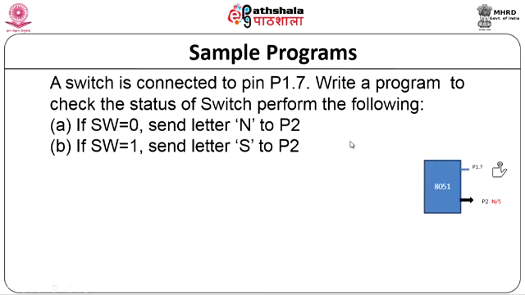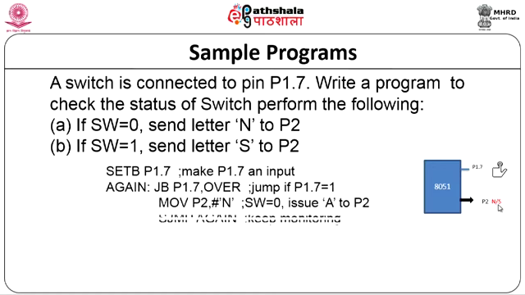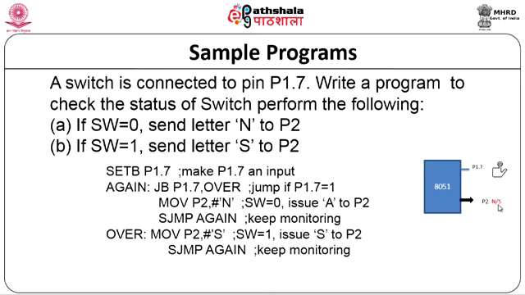If the switch is not pressed, I receive SW equal to 0, then send the letter N to port 2. So you just see that this is an application where if I am pressing this button, I should send S to P2. If I am not pressing this particular button, then I should send an N to P2. This is the application I wanted to generate. Instead of sending an N or S, you can do some other applications over there. So this is a code which will do this particular process.